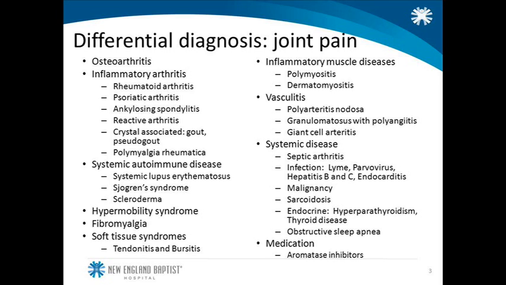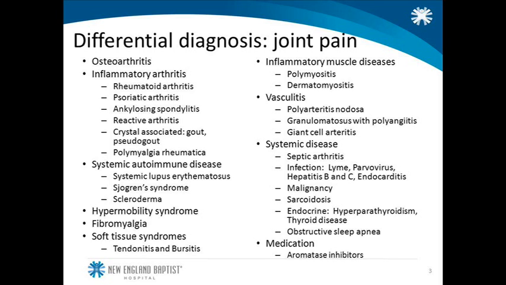In order for a patient to be diagnosed with a systemic autoimmune disease, they need to have something in addition to just joint pain. In patients with systemic lupus erythematosus, rashes and cytopenias are common. Sjogren's syndrome classically causes dry eyes and dry mouth, and most patients with scleroderma have severe Raynaud's and sclerodactyly.